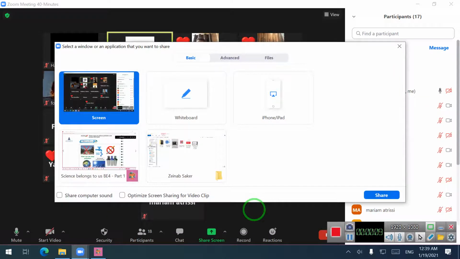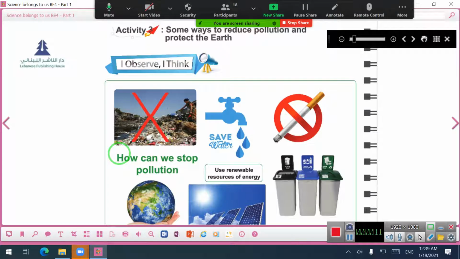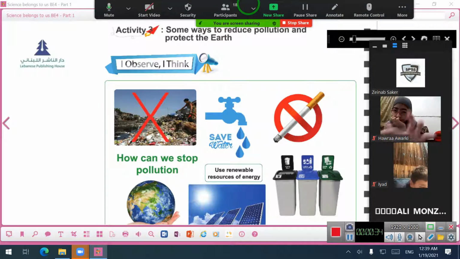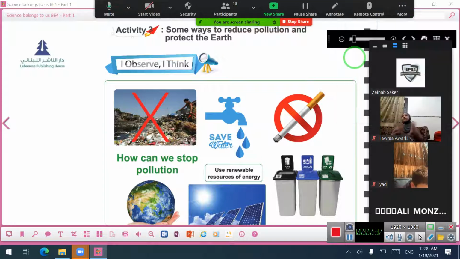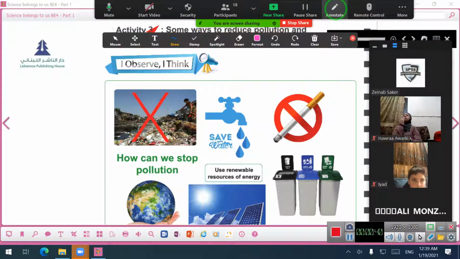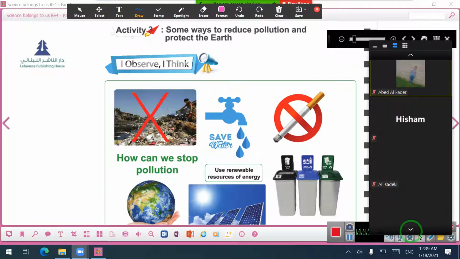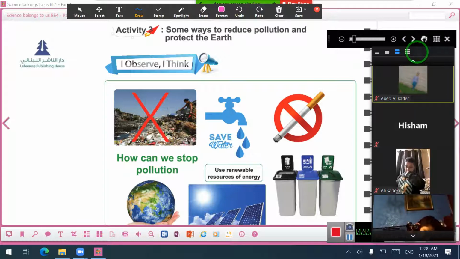In this session, we are going to continue our activity about pollution, the causes of pollution, the steps to reduce pollution and their effects on living things, on animals, plants, and also on people. In activity 3, on this page, we are going to show some different examples about how to reduce and stop pollution.